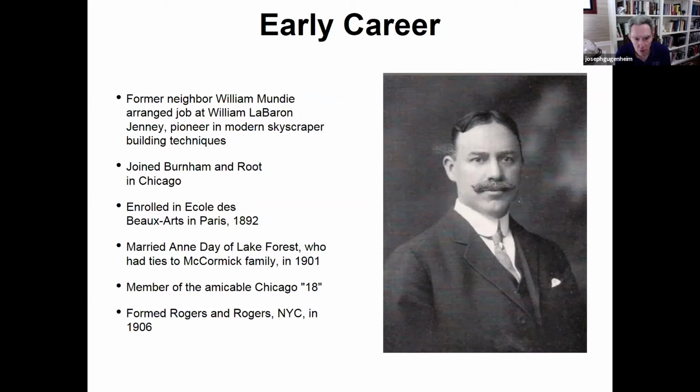Rogers was a member of the group called the Chicago 18. This was a group of collegial architects who met regularly to discuss things like trends in American architecture. They were not competitive. They were a very amicable group. They included Frank Lloyd Wright, Howard Van Doren Shaw, other famous architects, as well as Rogers. Rogers formed the firm of Rogers and Rogers in New York in 1906 and moved to Manhattan. Next.